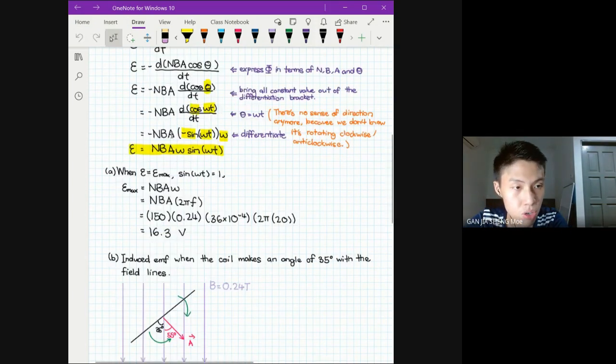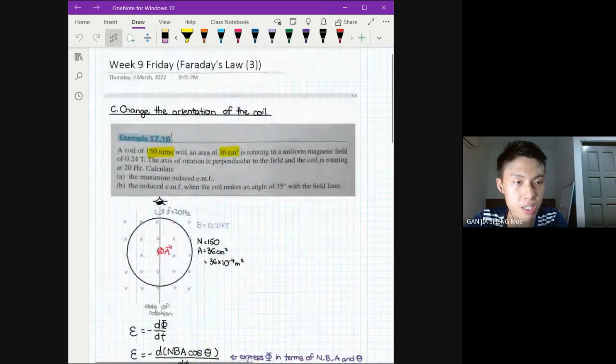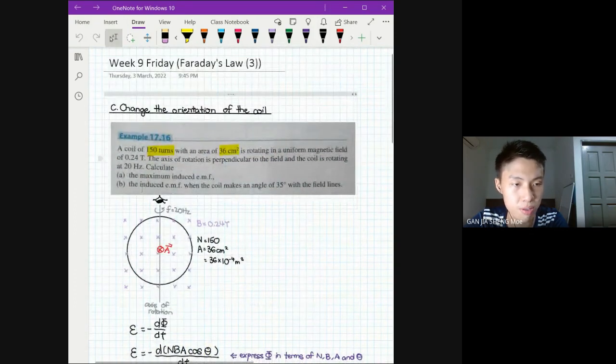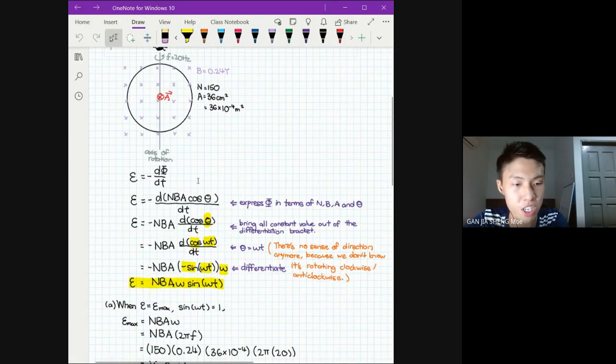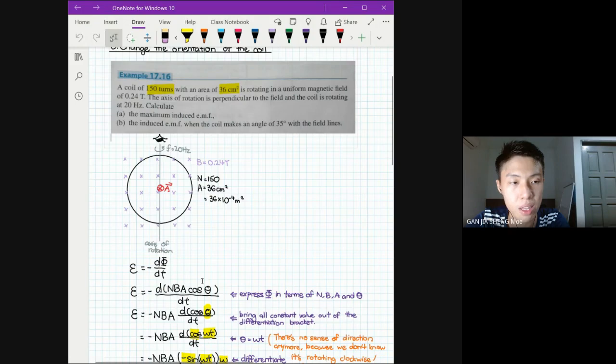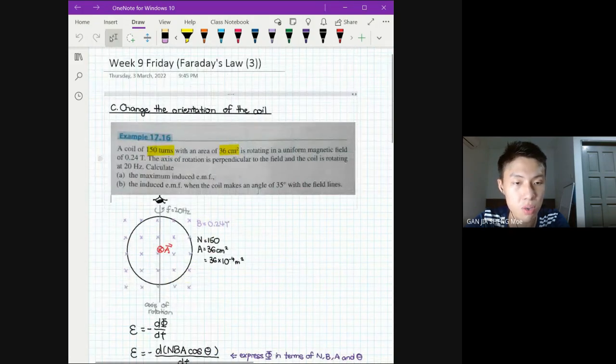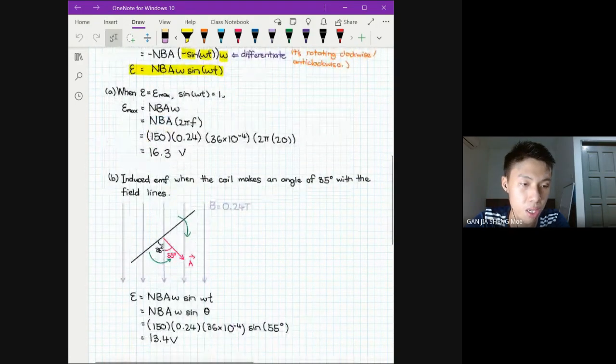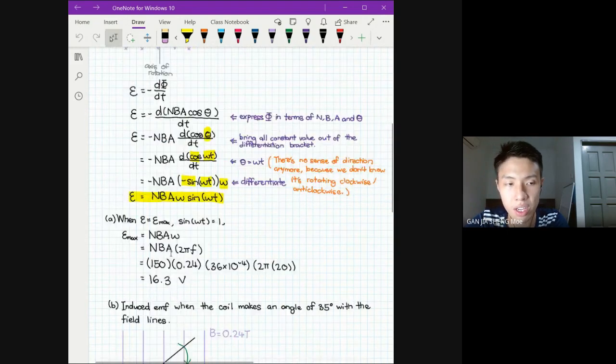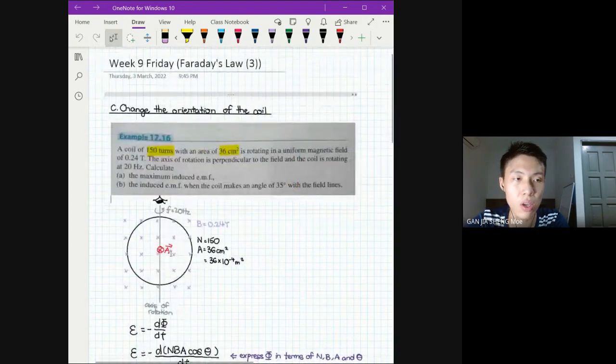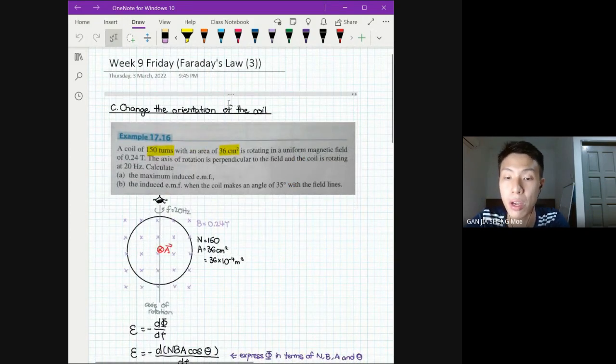I've only prepared one example for this because it covers two different types of situations that are commonly seen. One is to find the maximum induced EMF, by setting sine omega t equal to 1. The other is that you might need to substitute in the angle, but you have to be very careful about which angle to put in. So this is the third way of changing a magnetic flux, which is by changing the orientation of the coil. By rotating the coil, you change the magnetic flux, and by changing the magnetic flux, you are able to induce an EMF.